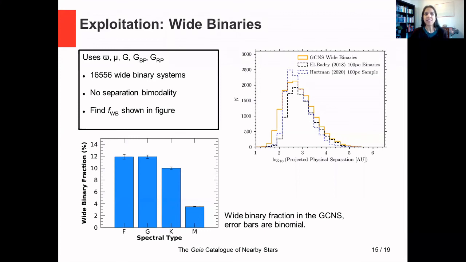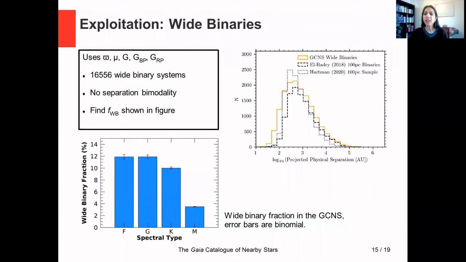And this resulted in a list of a total of 16,556 wide binary systems. And this includes rich open cluster members, such as the Hyades and the Coma Berenices, as well as young moving groups and higher order resolved multiples.